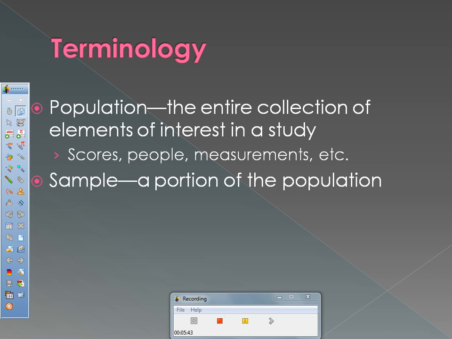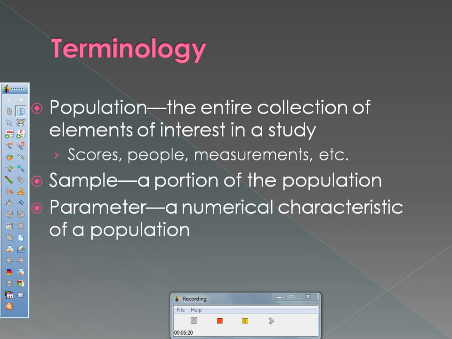So instead, we do a sample, and we try to use that sample to represent what the entire population is doing or thinking. So a sample is nothing more than a portion of your population. How we pick that sample is going to be important.